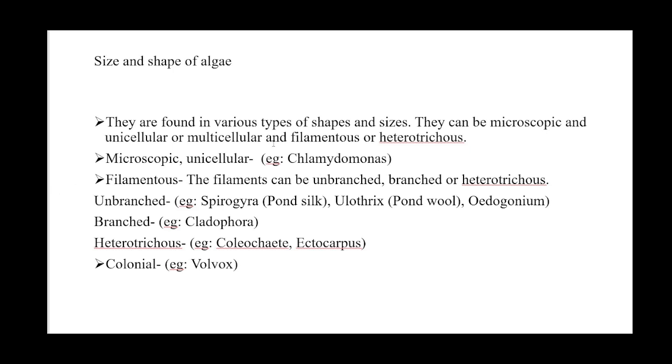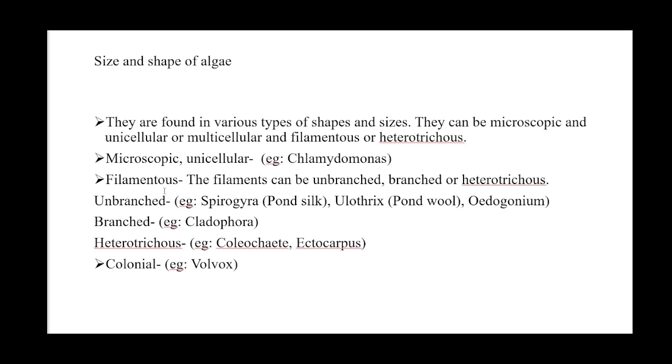Algae are found in various types of shapes and sizes. They can be microscopic and unicellular, multicellular, filamentous, or heterotrichous. An example of a microscopic or unicellular alga is Chlamydomonas.